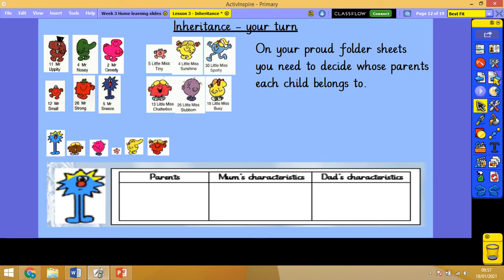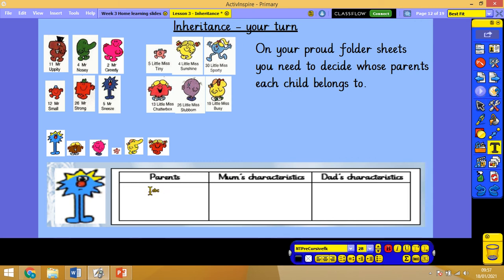So here we go. You're going to do this on your sheets in a minute. Basically, this is what I would like you to do. You need to figure out for each one whose parents they are. So let's take this little guy here. Well, looking at the Mr. Men, we're looking for colour and we're looking for shape.